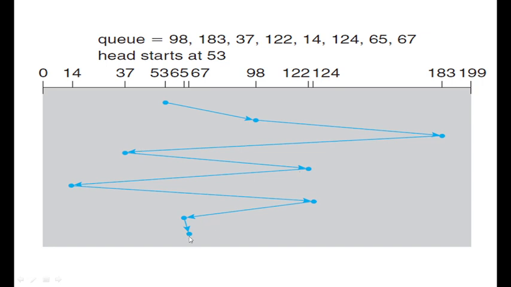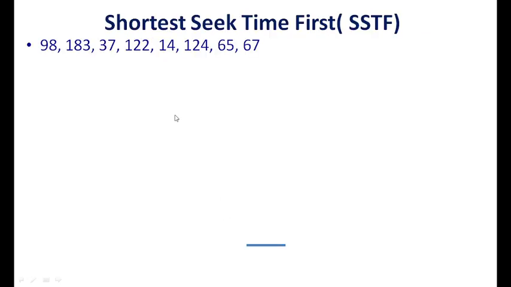Next algorithm is actually a better algorithm because it tries to reduce the seek time by always going to the nearest track. So for the given request, it will go to the nearest track from the current track rather than going to the next track in order. It will go to the nearest one.